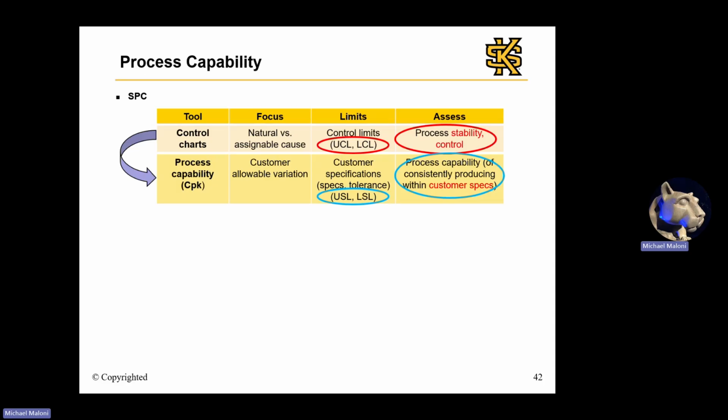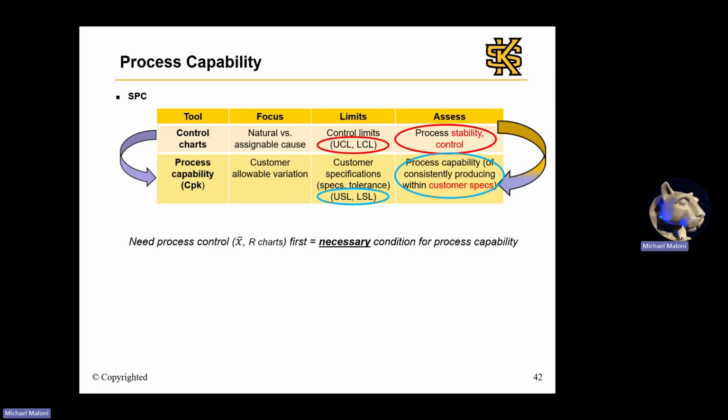So we should first make sure that the process is stable via control charts before evaluating process capability via CPK. That is, process stability is a necessary condition for process capability. A process that is not stable will likely not be able to consistently meet customer expectations.